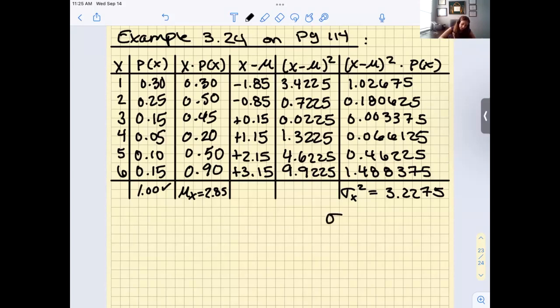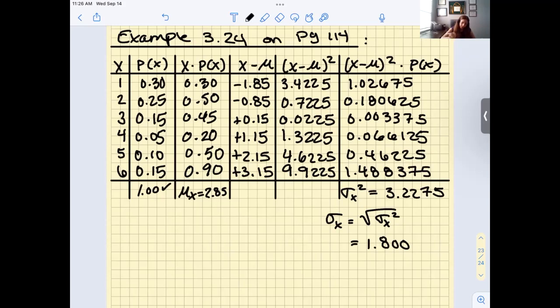Okay, and now to find the standard deviation, we simply take the square root of that variance. So what do you get? 1.8.